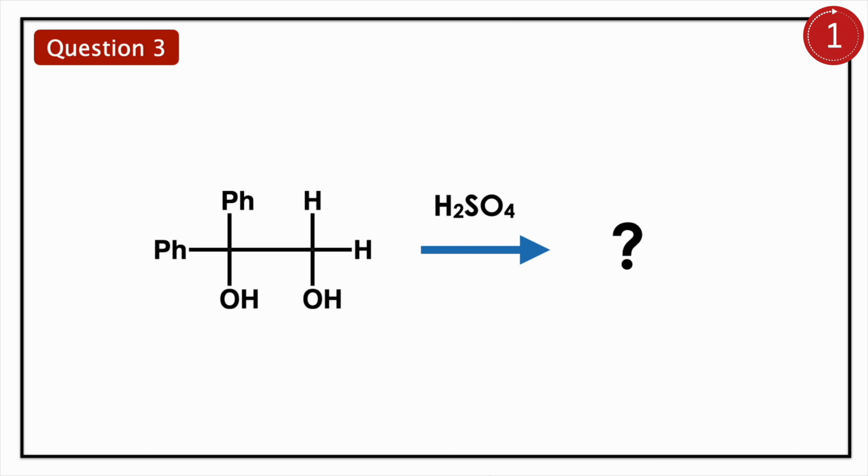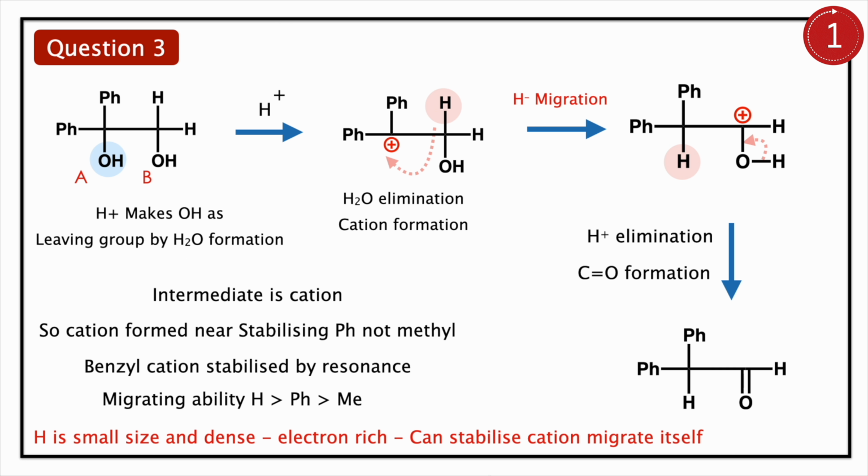Then the next example: here you have an asymmetrical system, one side phenyl, another side hydrogen, a diol group, it is pinacol. You are using sulfuric acid, you should find what the final product will be. As usual, we try to form a stable cation. You can either remove A or B. A removal leads to the stable cation because phenyl can stabilize more.